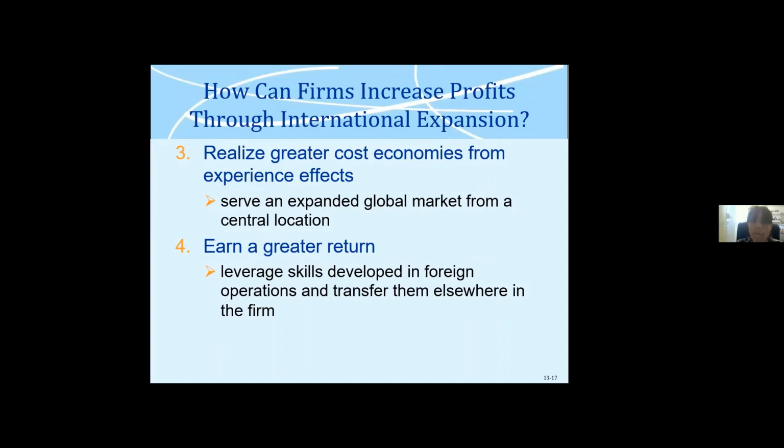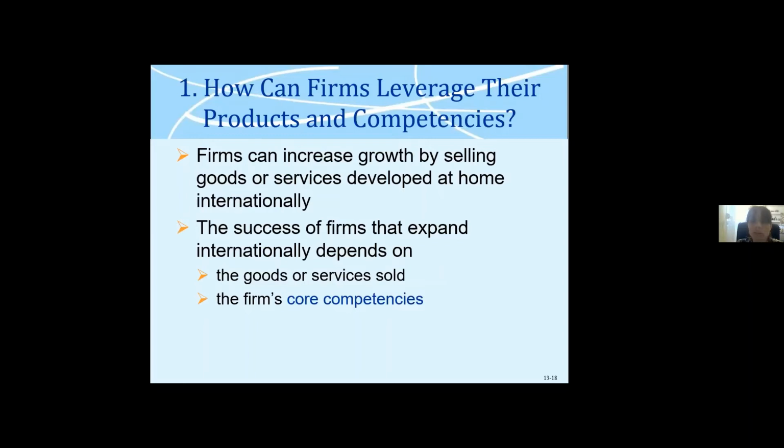So starting with the first possibility, in order to leverage products and competencies, we can say that a specific firm, a specific enterprise, can increase its growth rate by taking goods or services that are developed at home and selling them internationally. When we look at the practice of firms that operate internationally, most of them started out doing just this. For example, Microsoft developed its software in the United States for selling it in international markets. Automobile companies such as Volkswagen and Toyota also grew by developing products at home and then selling them in international markets.